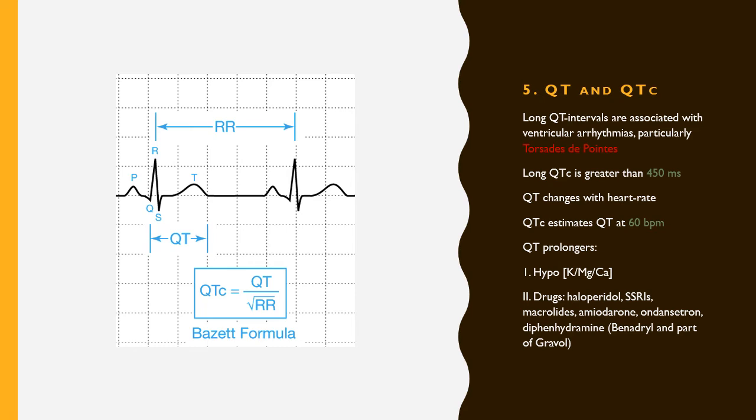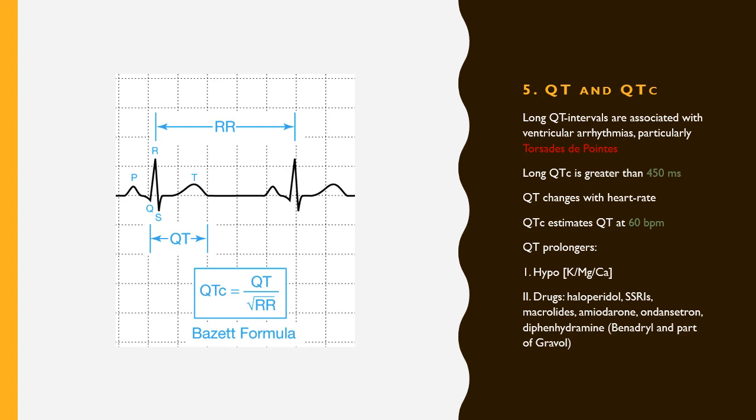Note that one tiny horizontal square in the ECG is 0.04 seconds. Count the tiny squares in the QT interval and count the tiny squares from one R wave to the next and insert into the formula. A concerning QT is over 450 milliseconds on average, technically 440 for males and 460 for females.